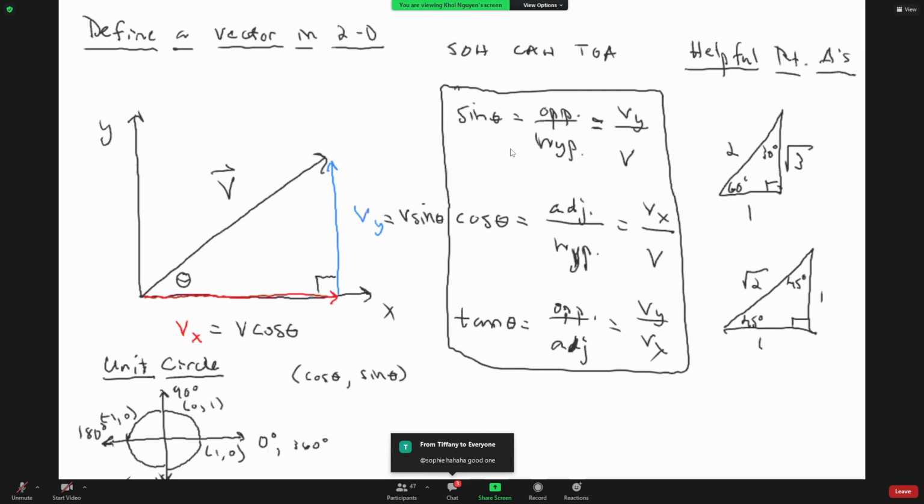So cosine of 90 is 0, sine of 90 is 1, right? Cosine of 180 is -1, sine of 180 is 0. Does that make sense? So this way, between these two right triangles and that unit circle, you can do any cardinal direction on a 2D plane.